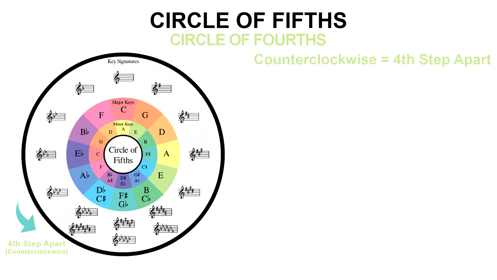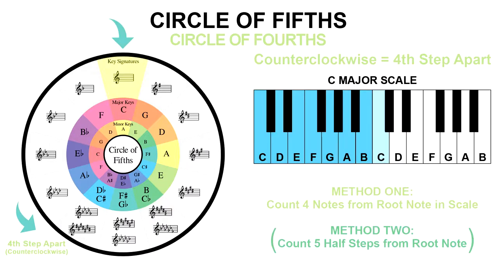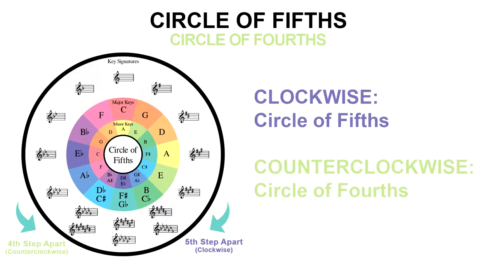Now remember, you can also move around this circle counterclockwise, but if you go counterclockwise, each key is a 4th step down from the last, which is why the circle of fifths can also be referred to as the circle of fourths. So for example, the C major scale, C, D, E, F, G, A, B, if you count 4 keys up from C, then you get F. So just remember, clockwise is fifths, counterclockwise is fourths.